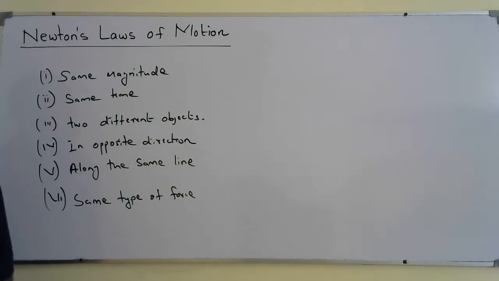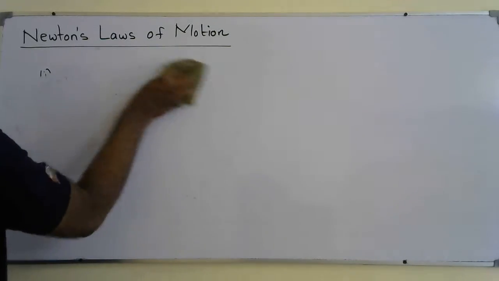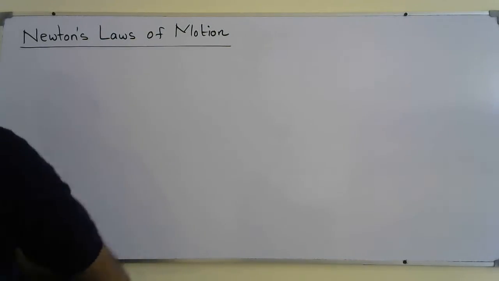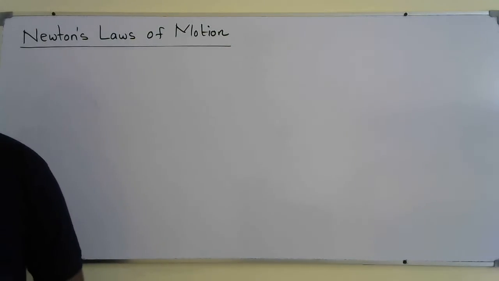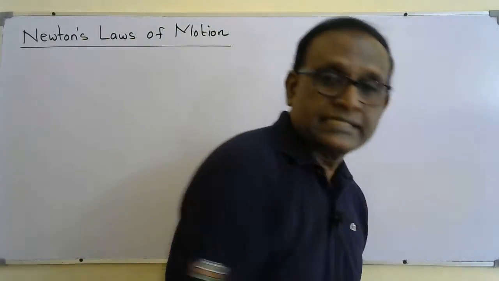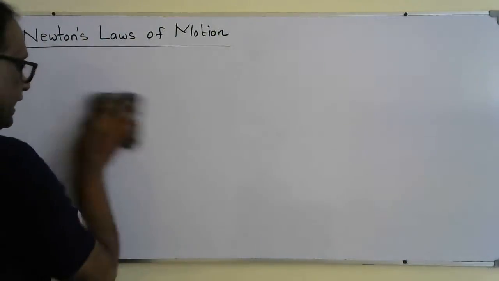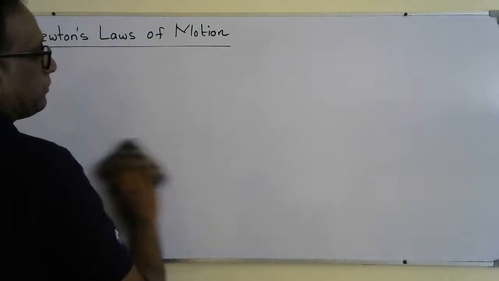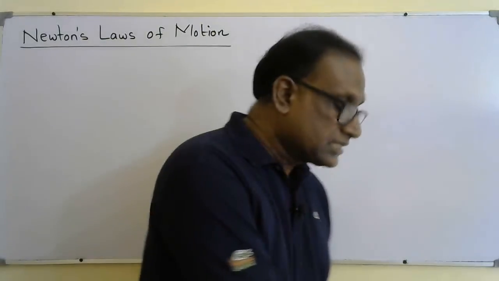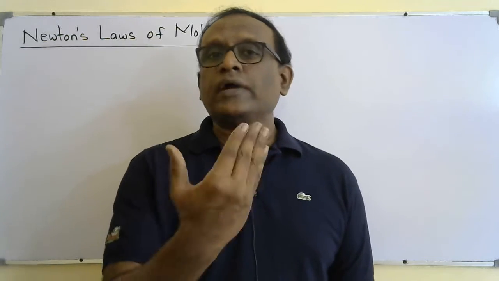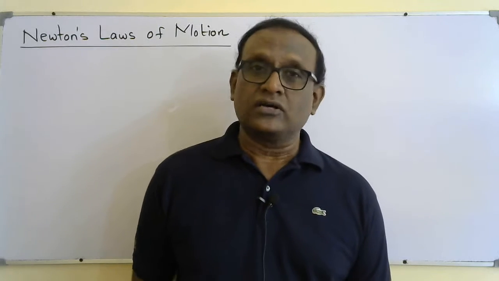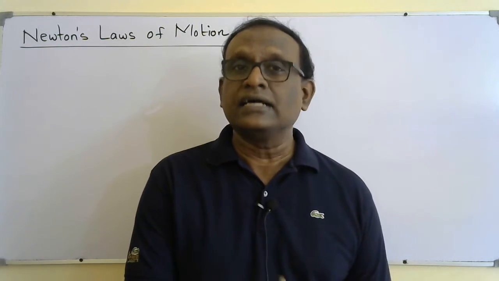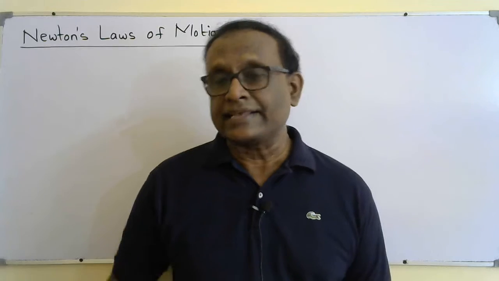Okay, now when we consider Newton's first law and second law, actually Newton's first law is included in Newton's second law. If you carefully note them, the first law says that an object which is at rest will remain at rest, and an object moving at a constant velocity will continue to move at the same velocity unless it experiences an unbalanced force. The second law says F equals ma, where F is the resultant force and a is the acceleration.